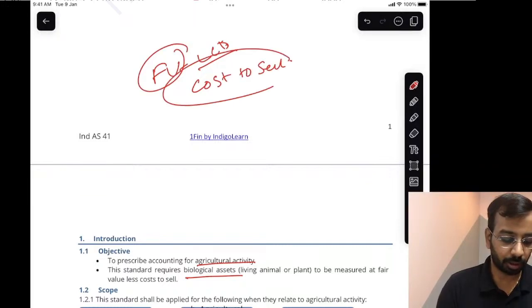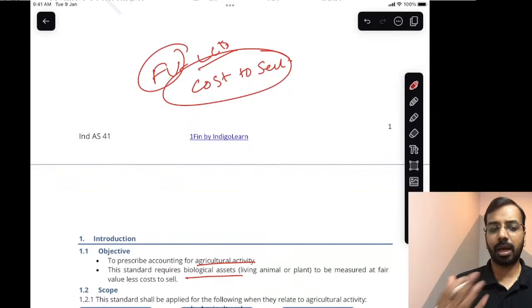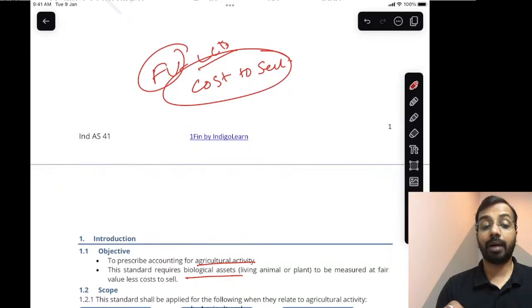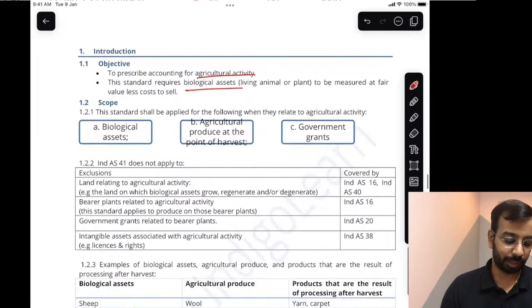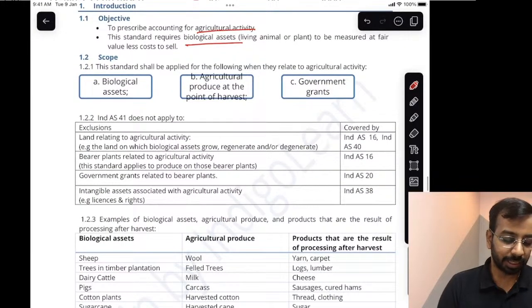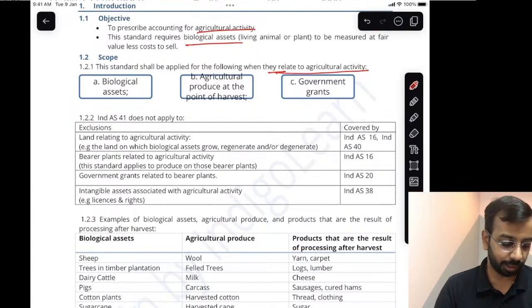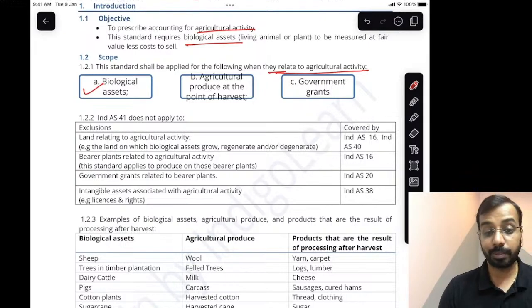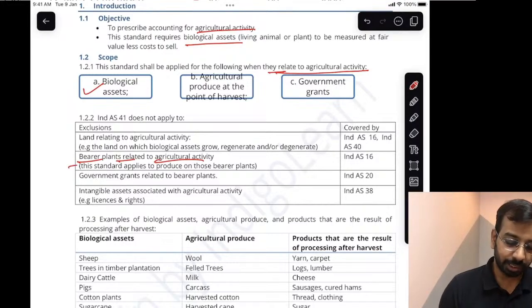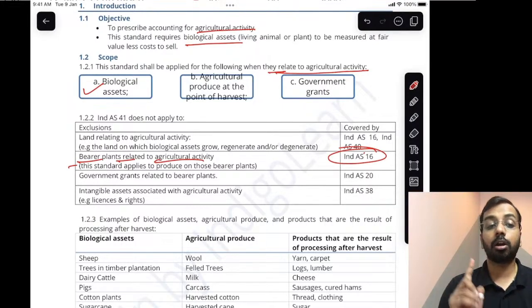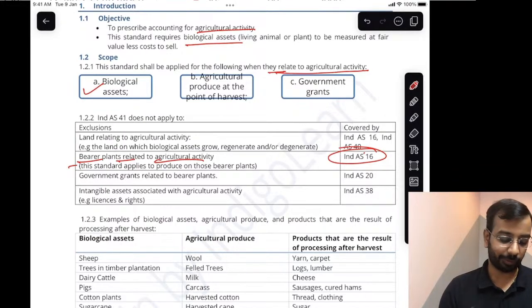Whatever the valuation of agricultural produce or biological asset covered under Ind AS 41, the valuation principle is fair value less cost to sell. Okay, that is one thing you have to keep in mind. Now, you will apply this standard to all biological assets if they relate to agricultural activity. Please remember, bearer plants related to agricultural activity are covered under Ind AS 16 and not under Ind AS 41.